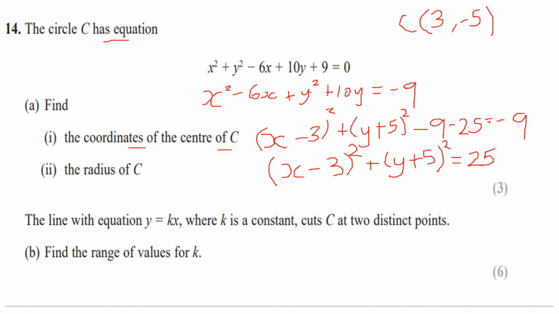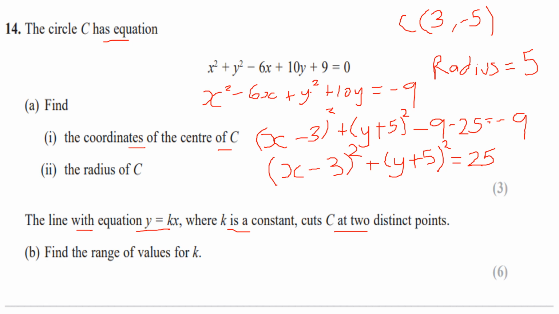The radius is the square root of the end number, so the square root of 25, which is equal to 5. So that's the answer to part A, I and II. Part B is a bit more tricky. The line with the equation y equals kx, where k is a constant, cuts C at 2 distinct points. Find the range of values of k.